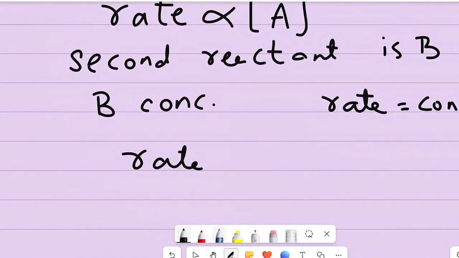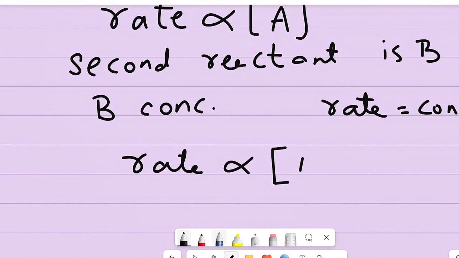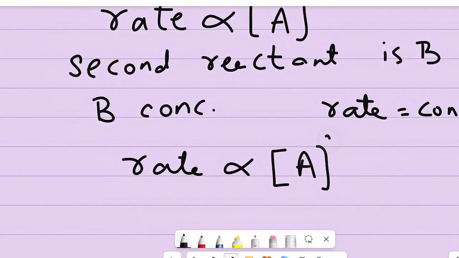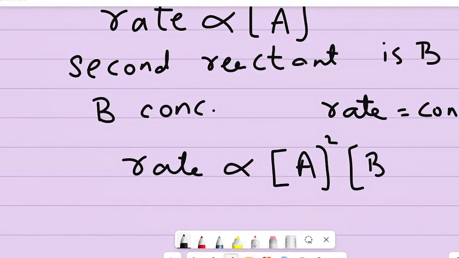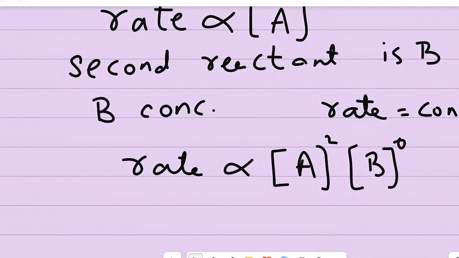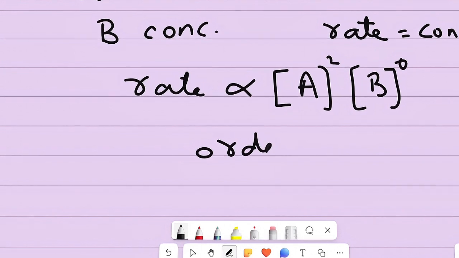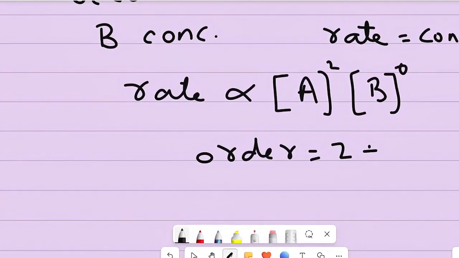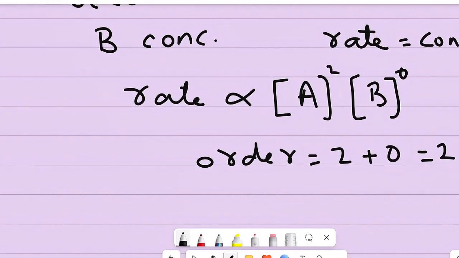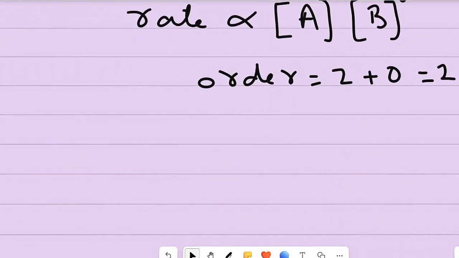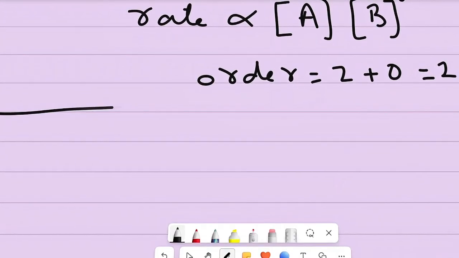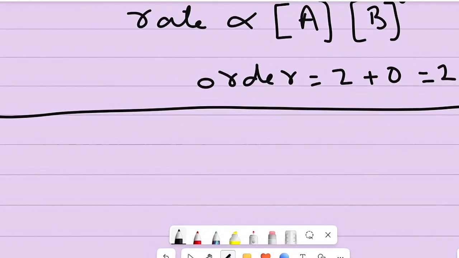So what will be our final equation? We will write it down like that: A raised to power 2 and B raised to power 0. So the overall order of this reaction is going to be 2. Order is 2 plus 0, and it becomes 2. But there is another scenario in which the order remains 2. But how is it possible?